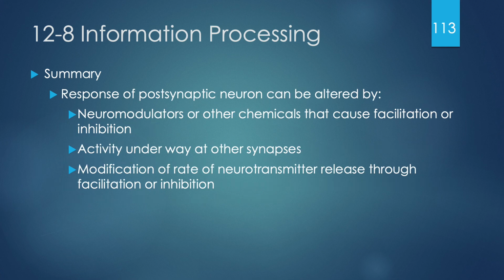And lastly, we note that the postsynaptic neuron, the one receiving the message, the action potential, can be affected by neuromodulators or a number of other chemicals that can cause both facilitation or inhibition. It can also be affected by activity that's underway at other synapses. Remember, we just discussed axoaxonic synapses. And it can also be affected by modification of the rate of the neurotransmitter release through either facilitation or inhibition.